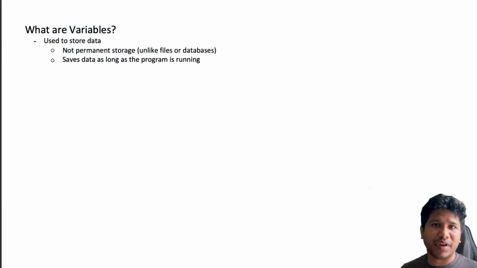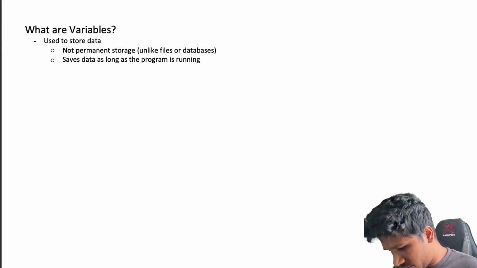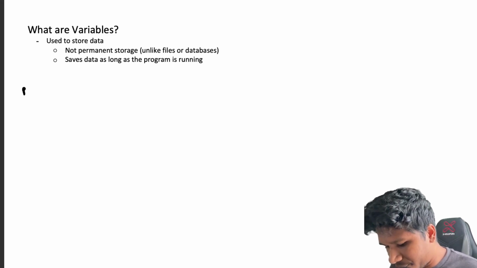So what are variables? Variables are something that are used to store data, and it's not a permanent storage like files. Basically, when your program starts running, you might have different variables, and all the variables and the values of those variables cease to exist when the program stops. So the variables are only there when the program is running, unlike files which are present permanently in the hard disk storage. So your computer has something called RAM.